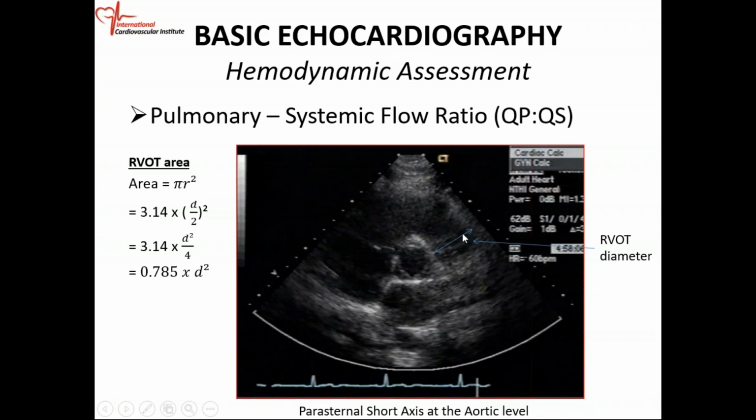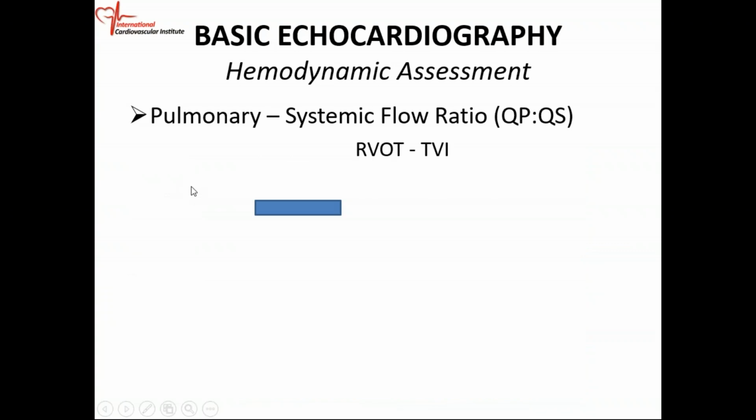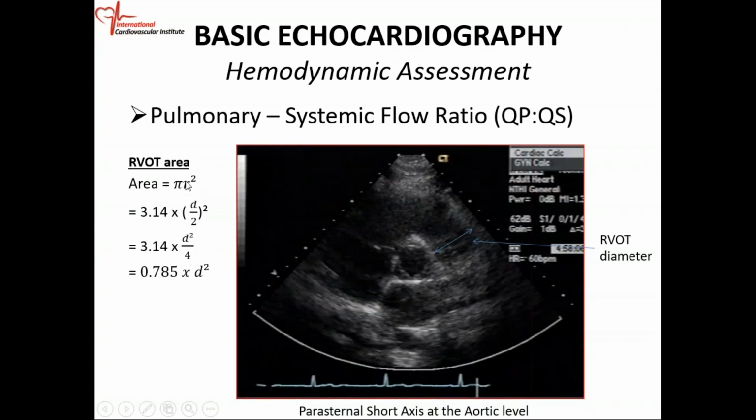So we're looking at the flow across the right ventricular flow tract. We assume that the right ventricular flow tract, just like the left ventricular flow tract, is circular. So if we measure the diameter, we can get the cross-sectional area. Because if it's circular, the cross-sectional area is pi r squared. When you simplify pi r squared, r is d over 2, and you square it, the simplification gives you this. So the cross-sectional area for the RVOT is that.